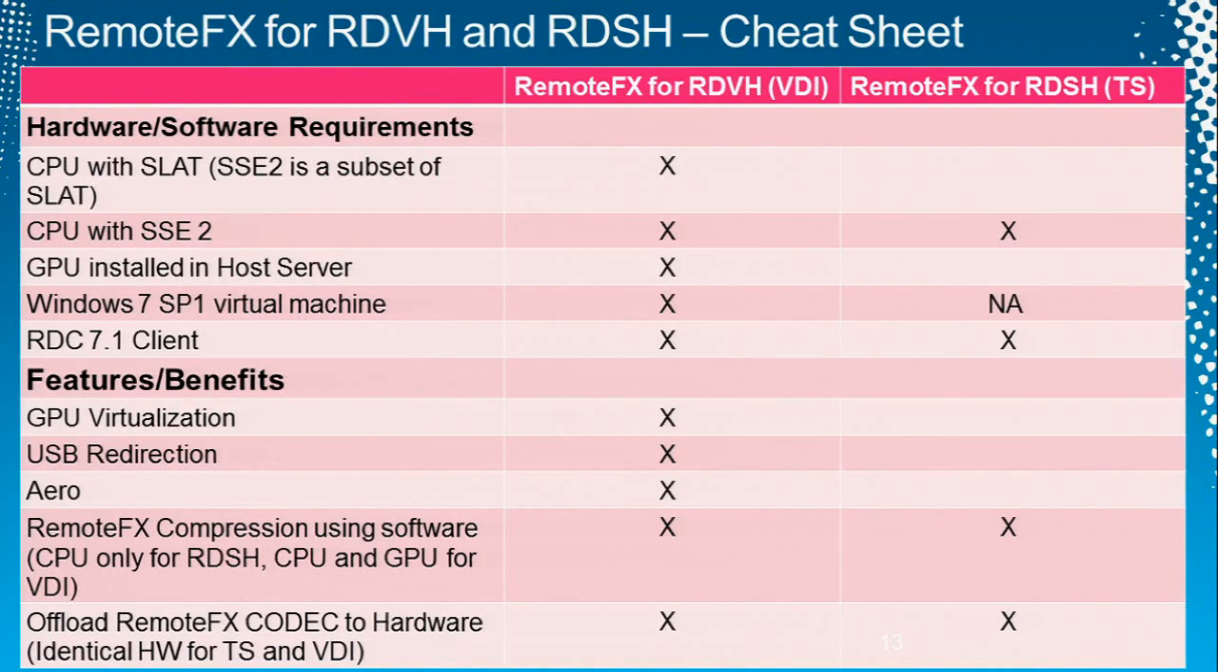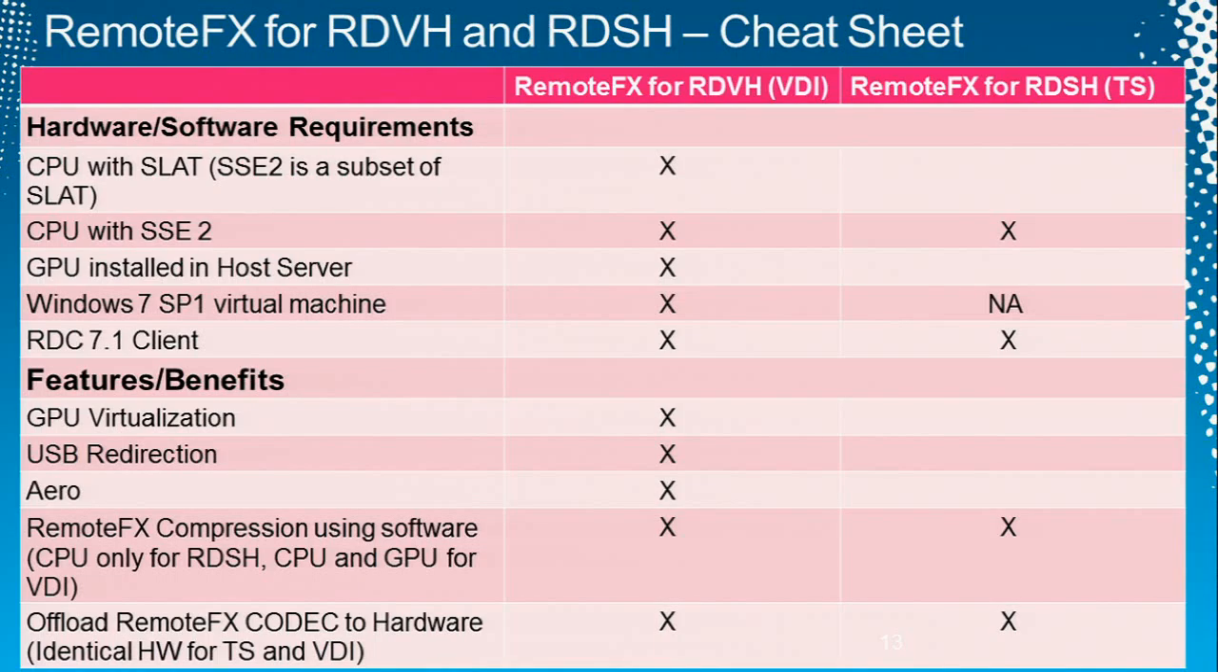The first thing is what we call CPU with SLAT, which stands for second level address translation. But really, every server that you have right now, anything that's shipped in the last 2 years, has SLAT on it. This is Intel EPT, AMD NPT. These are the terms that they use. So that's not a big deal, but you do require that. If you have some really old servers and you're trying to run RemoteFX for RDVH or VDI, it won't work.